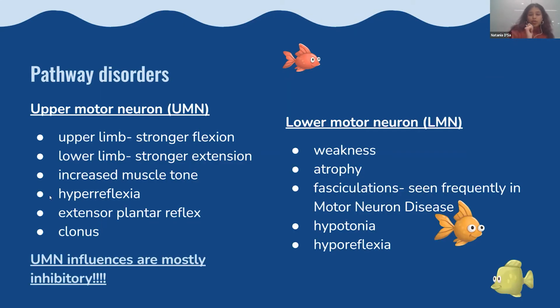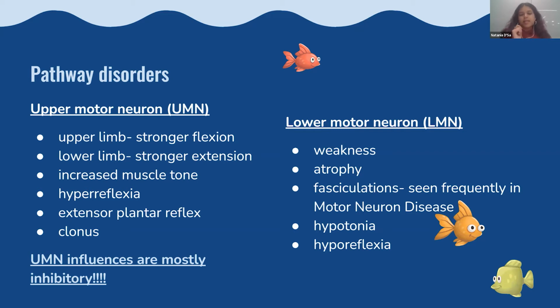Yep, so now we're going to talk about the specific things that you would see for an upper motor neuron problem or a lower motor neuron problem or lesion. So for upper motor neuron, you're going to see that in the upper limb, you'll have stronger flexion, and in the lower limb, you'll have stronger extension. You'll have increased muscle tone, hyperreflexia, extensor plantar reflex, which was the Babinski reflex, and you'll also have that clonus that we talked about.